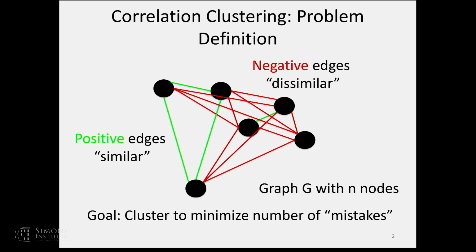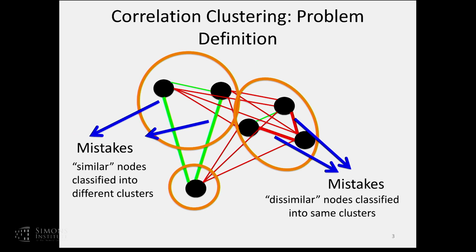There may not be a clustering that gets everything accurately. You want to minimize the number of disagreements, or another version is you might want to maximize the number of agreements. Just to drive this point home, here's a particular clustering. These are mistakes because they are positive edges that are going across clusters. These are also mistakes because they're negative edges that are inside clusters. It's a very nice, simple problem. One thing that's nice about it is that the number of clusters is not fixed a priori. The goal of the algorithm is to find whatever number of clusters are appropriate for the given input.